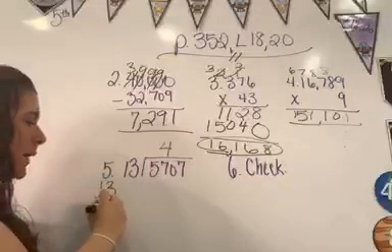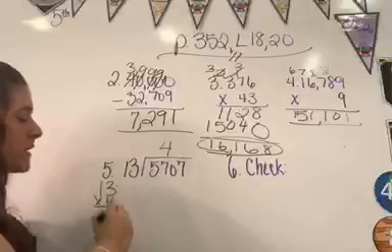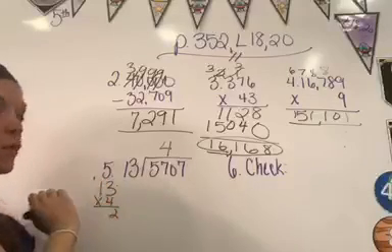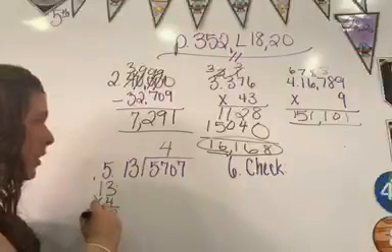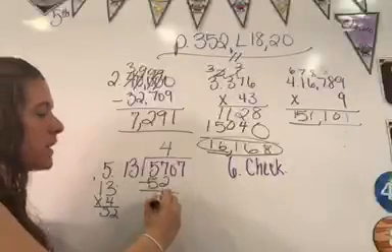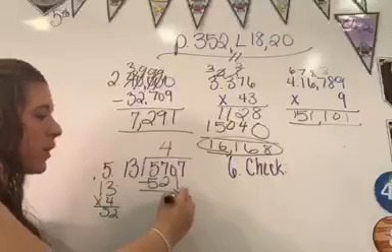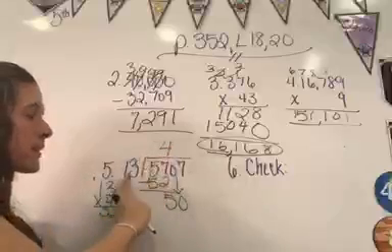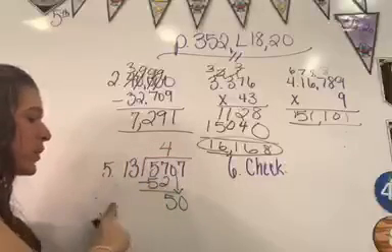13 times 4. 4 times 3 is 12. 4 times 1 is 4 plus 1 is 5. So we have 52. 57 minus 52 is 5. Then we bring down our 0. We know this can't be 4 anymore because 4 is 52. So let's go down to 3.